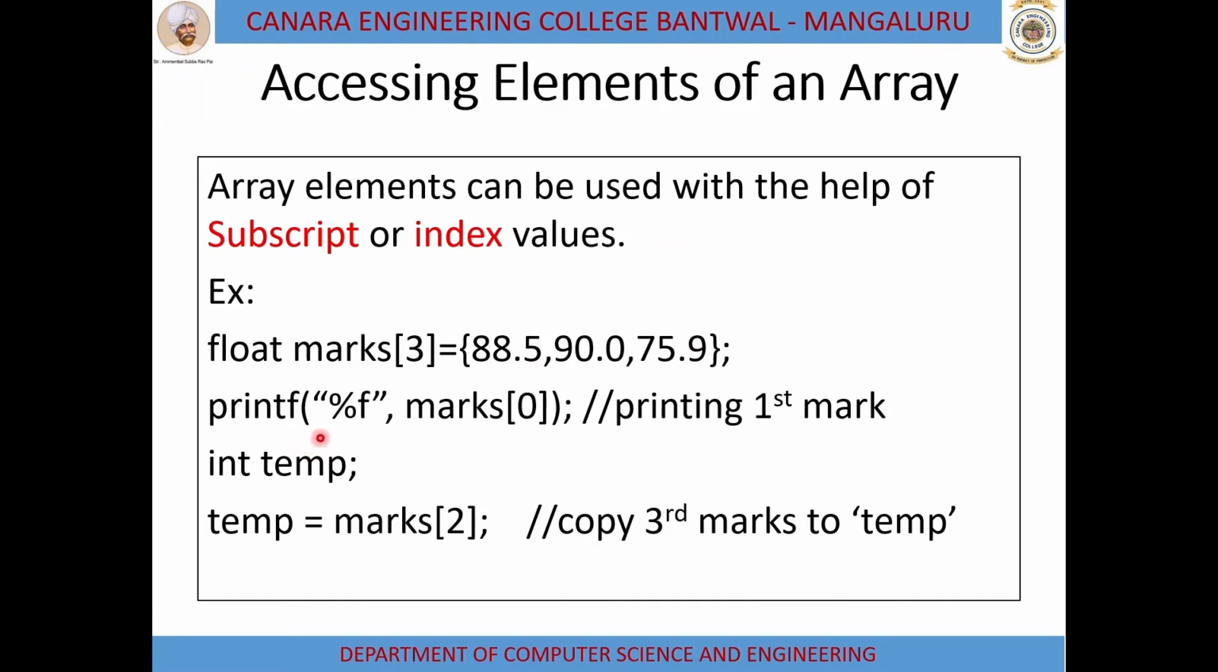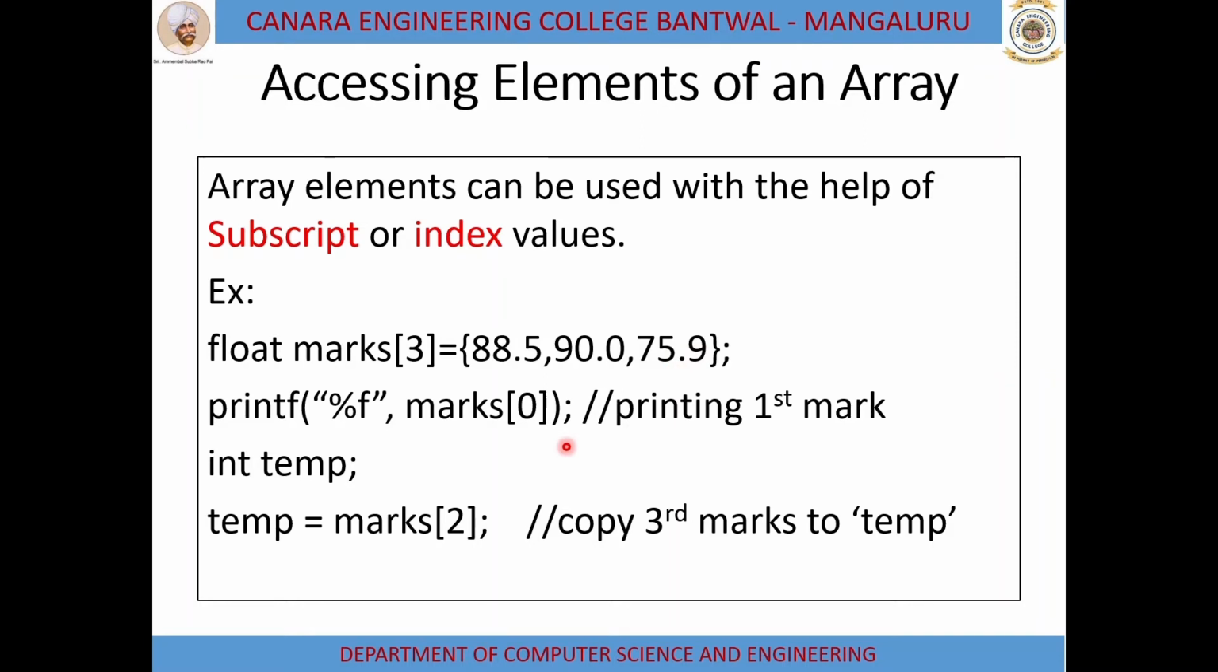One sample I have given there. The first element I want to display: printf %f, comma, marks of 0. It should be %f, not %d. 0 means the first location, so that is the index I am using there. Marks of 0, that is the first location. What is the value? 88.5. Similarly, marks of 1 is 90.0, and marks of 2 has the value 75.9.